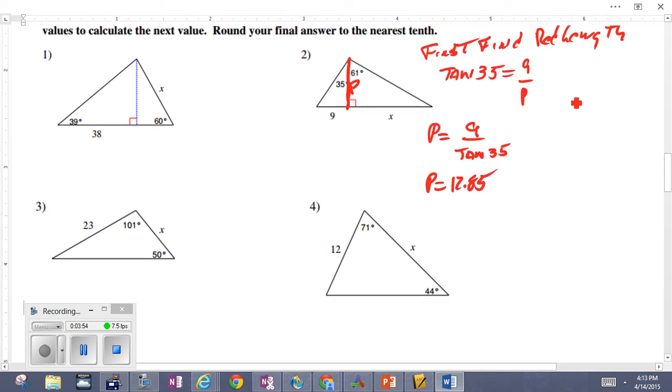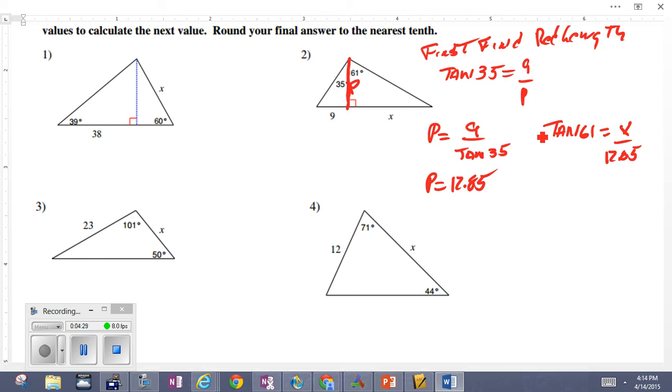Now we can use that p on this right-hand triangle to find x. And relative to that, we use the angle of 61. So again, we're going to use the tangent, this time of 61, which we are going to say is x over p. And we just found p, which was 12.85. So that'll allow us to find x directly. You should be able to finish that out, okay?